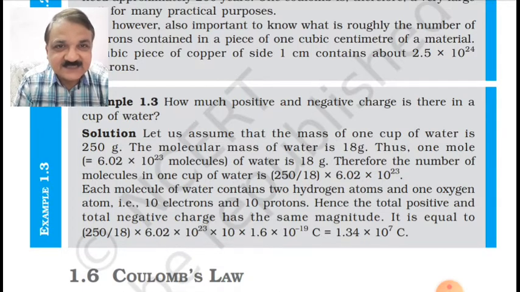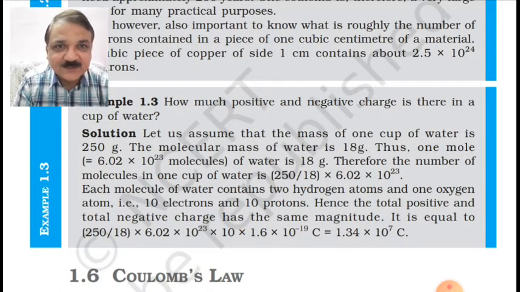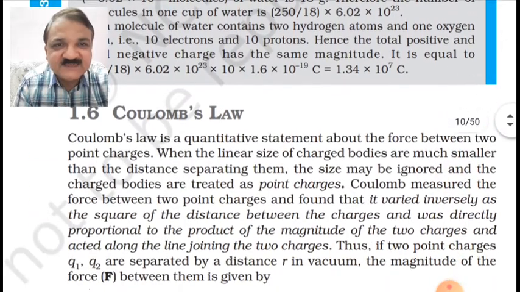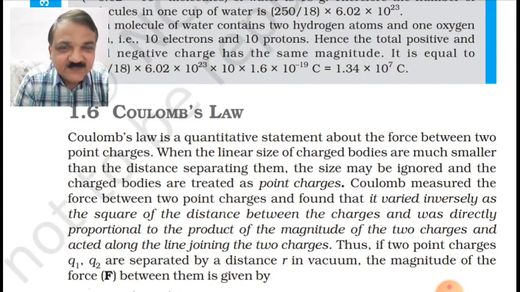Now next is Coulomb's law. In the previous lectures I have already given much time, so I will not take much time on 1.1 to 1.5. Now 1.6, Coulomb's law. It is a very, very important topic of this chapter. What is Coulomb's law? Now, what is a coulomb?